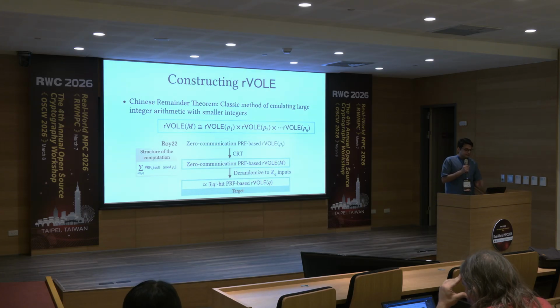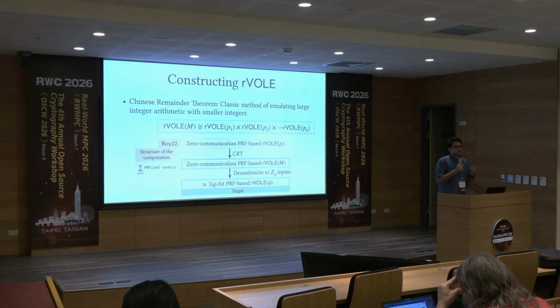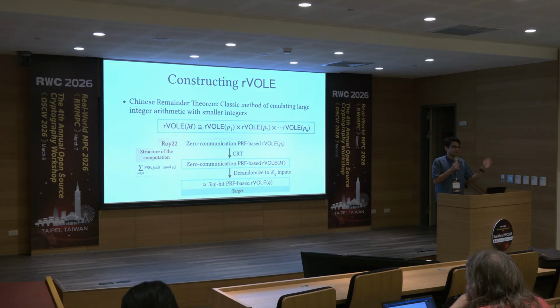So what is the structure of the computation? I'm not going to write down the exact protocol of Roy's, but take it on faith that it's very simple PRF evaluations and additions. It's something like you evaluate a PRF p times and then you just add up all these PRF results. Or in some cases you do some weighted sums, but it's very simple tools basically.